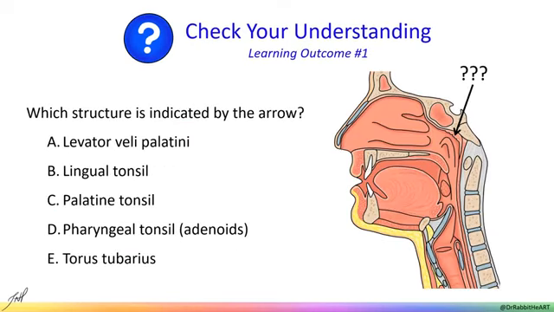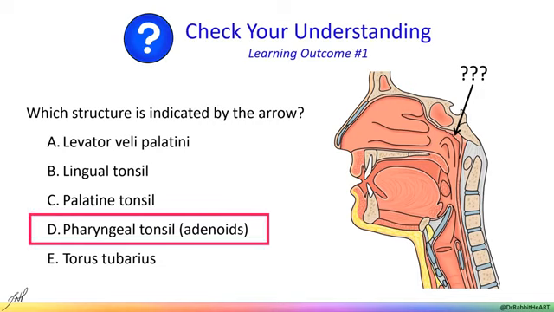Next question, which structure is indicated by the arrow? Again, feel free to pause to think. This arrow is pointing at the pharyngeal tonsil, or adenoids, which are located in the nasopharynx just above the torus tubarius. This is clinically relevant because excessive swelling of the pharyngeal tonsil can block the opening from the auditory tube.